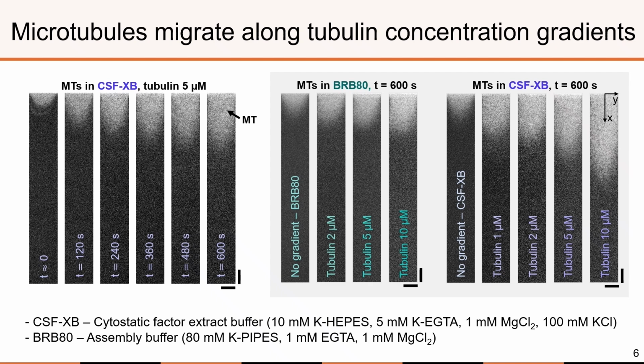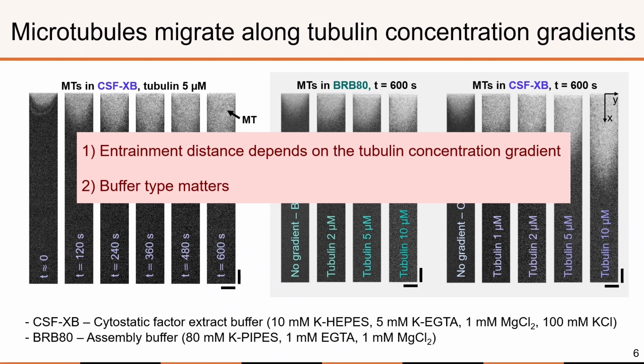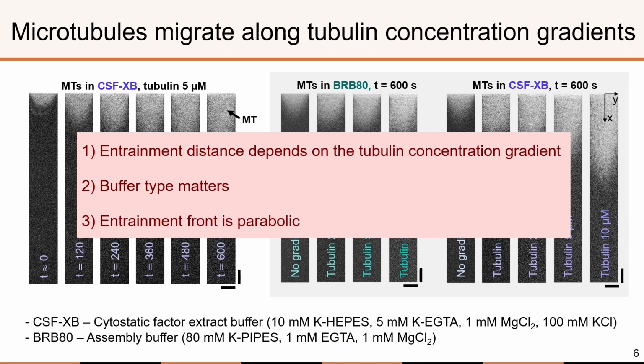At this point, we cannot yet state that the motion of microtubules is diffusiophoresis, but we notice a few important features from this set of experiments. First, the entrainment distance of microtubules depends on the tubulin concentration gradients. Second, the buffer type affects the microtubule transport. Lastly, the entrainment fronts in all experiments have a parabolic shape, meaning that there can be the influence of the slip flow generated along the wall in the presence of the tubulin gradients.